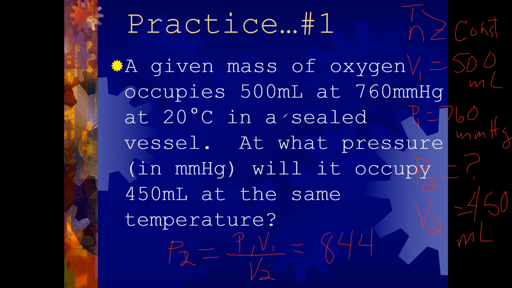So depends on how picky you want to be, what your answer would be. But that is millimeters of mercury. So if you want to be picky, it would be 840, right? Actually it should be just 800, because this one right here only has 1 sig fig. So like I said, it just depends on whether you want to be picky or not. 844, 840, whatever it is, but that's the answer.